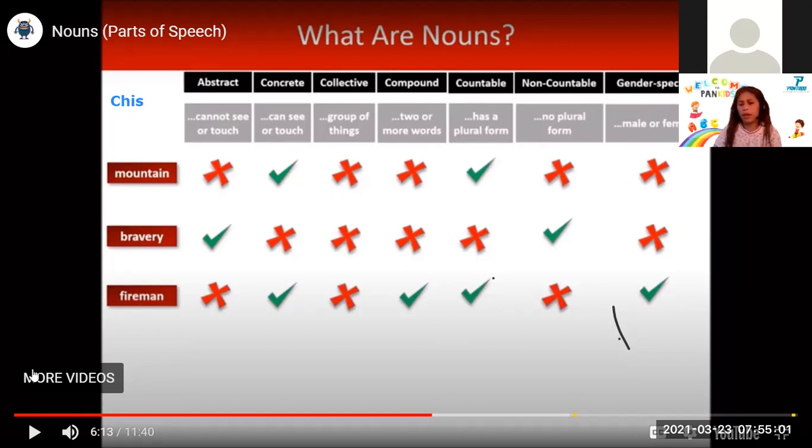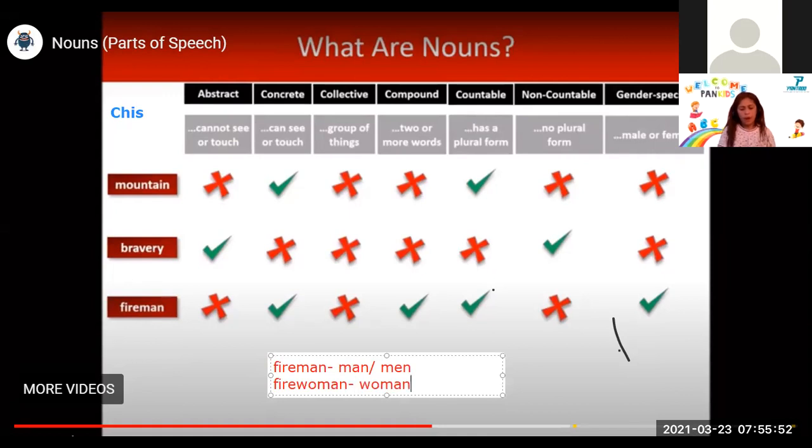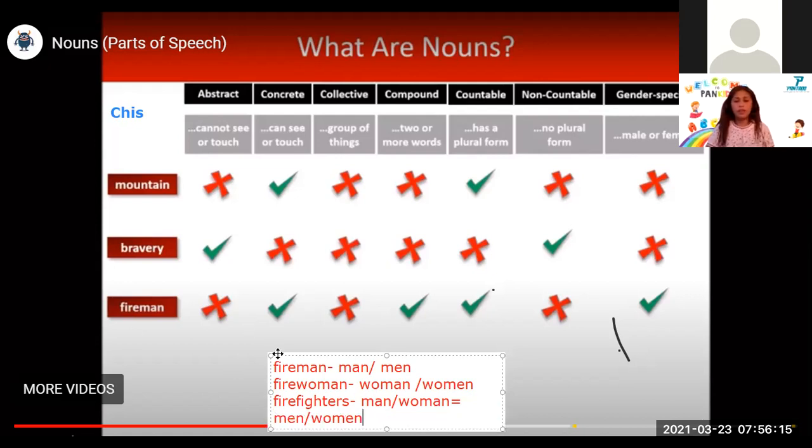Another one, gender specific. A fireman, of course, is only a boy, a man. You cannot say fireman for a girl. Firewoman is a girl. Fireman is a boy. Firefighters, a boy and a girl. Okay. Fireman, it's a man. When we say firewoman, of course, it's a woman. When you say firefighters, it could be a man or a woman. Like that. Can you see this?